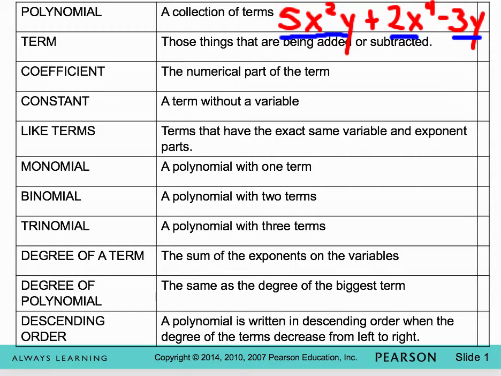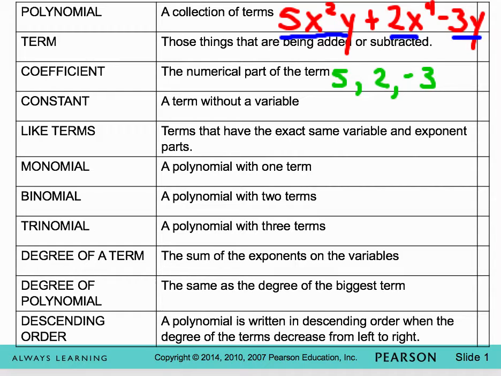Okay? The coefficient is the numerical part of the term. So the number part of this term is 5. The number part of this term is 2. The number part of this term is -3. Don't forget the sign in front of the number is part of that number.